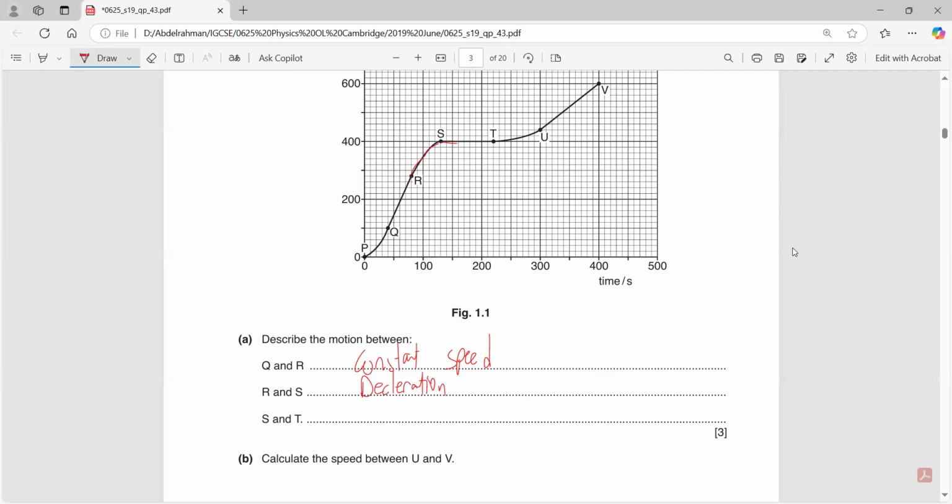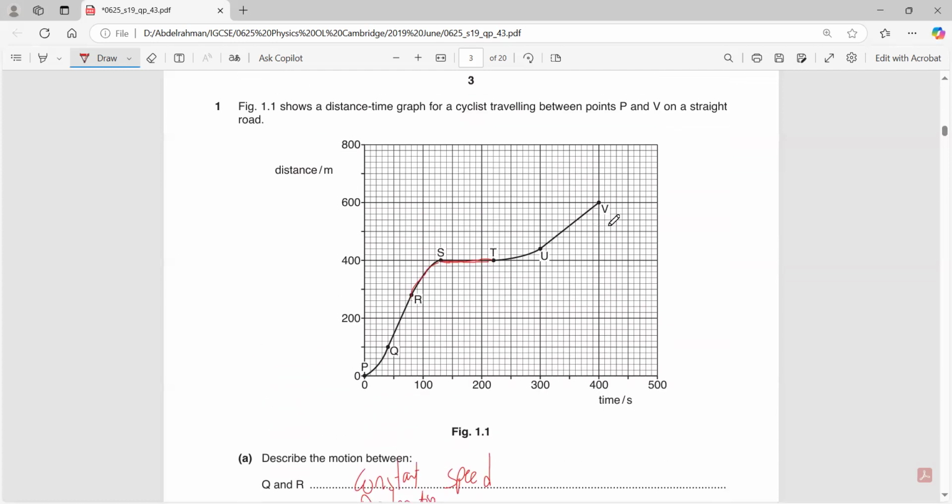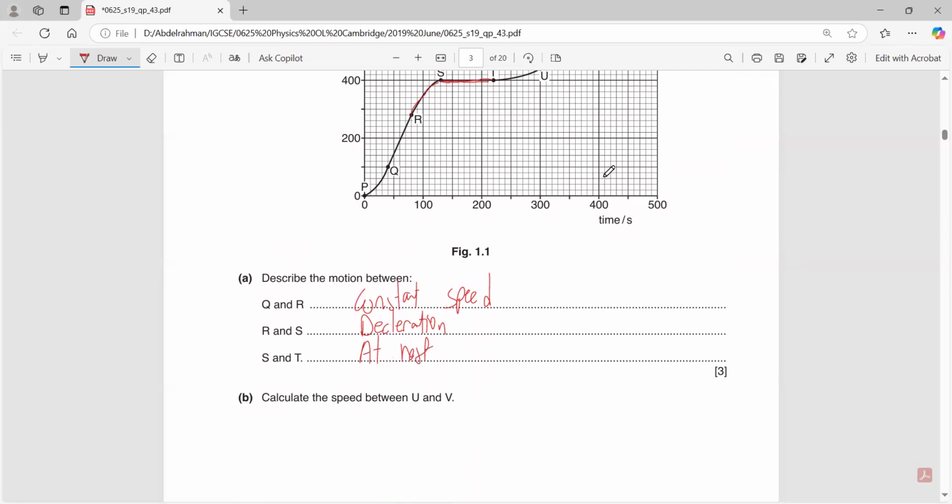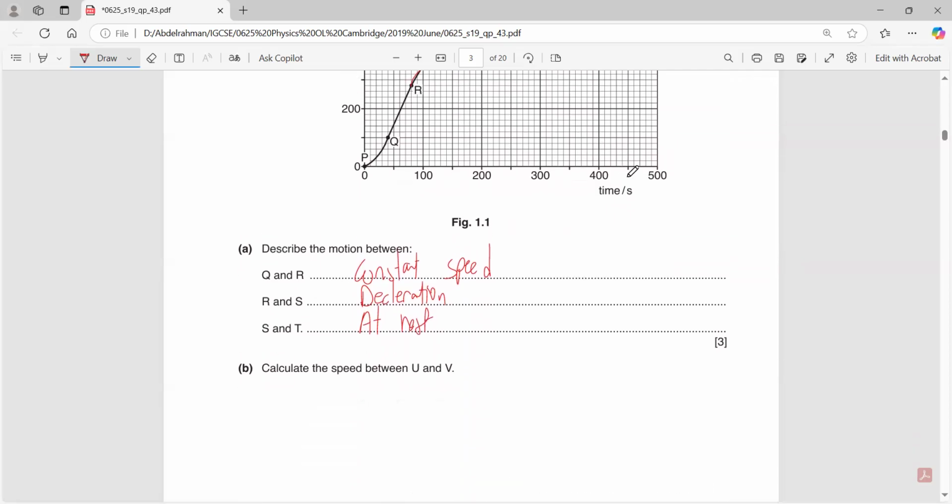Between S and T, the slope is zero. This means that he is at rest. This is a distance time graph. It's not a speed time graph. Okay, so he's at rest. Calculate the speed between U and V.